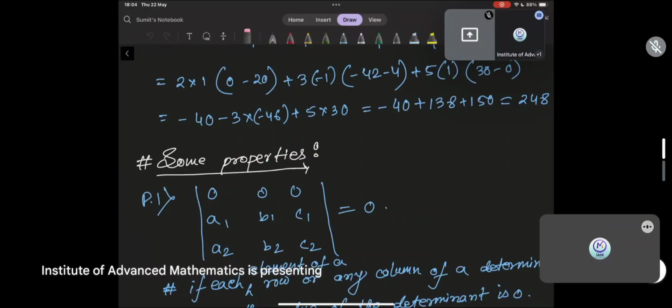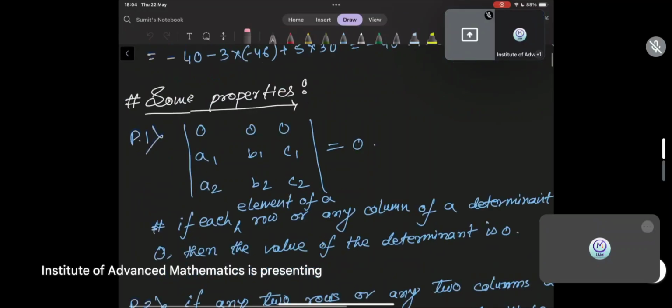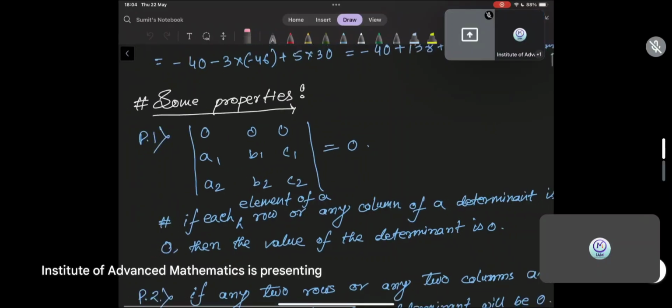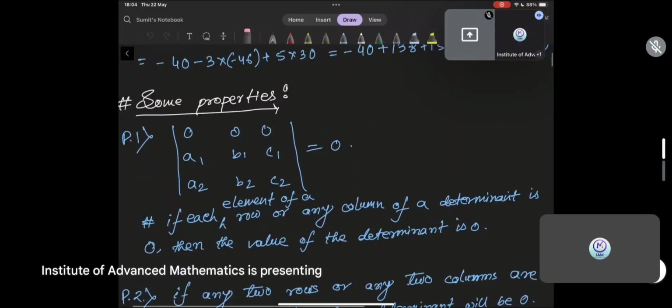That means if any row or any column of a determinant is 0, then the value of the determinant will be 0. That is the property. So I have taken one row as 0. It can be any row or any column. Maybe row 1 is 0, maybe row 2 is 0, maybe column 3 or column 2 is 0. So I have written that if each element of a row or any column of a determinant is 0, then the value of the determinant is 0.